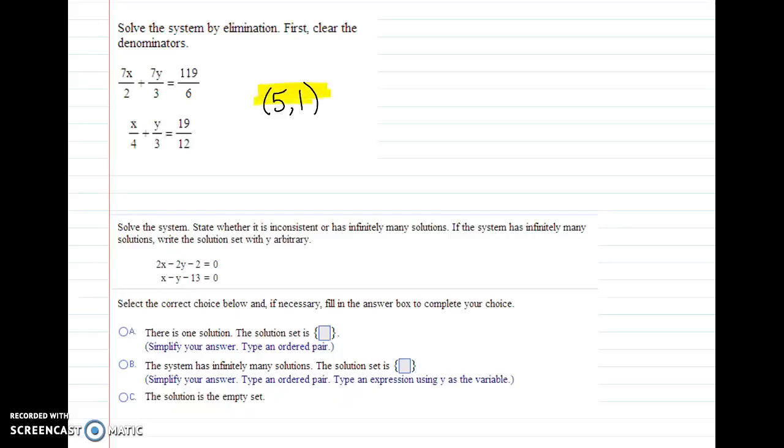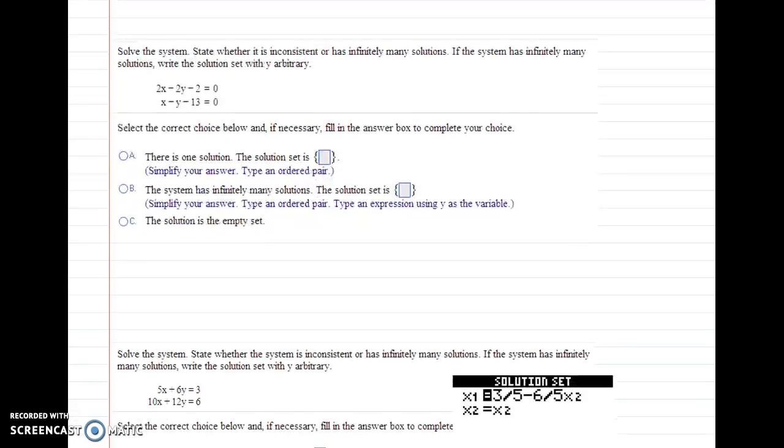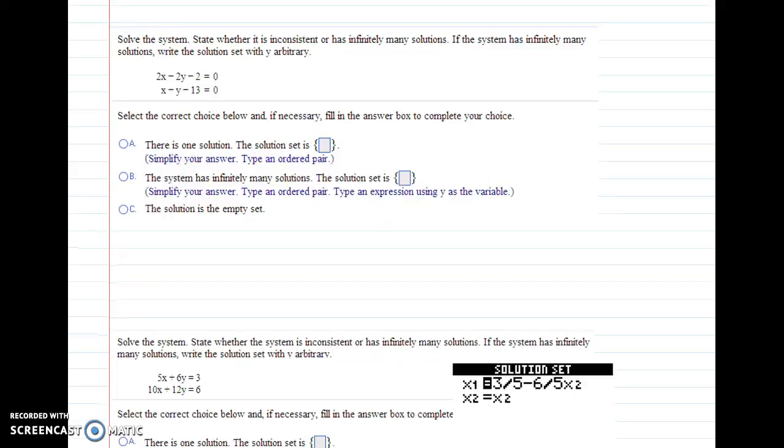In the next one, okay, again, can you use Polysmelt? Absolutely you can. Do you have to be a little bit careful? Absolutely you do. What do you have to be careful about? Well, to rewrite this so that I can use Polysmelt, I need to add the 2 in the first equation, and I need to add the 13 in the second equation. Okay, so it reads 2x minus 2y equals 2, and x minus y equals 13.